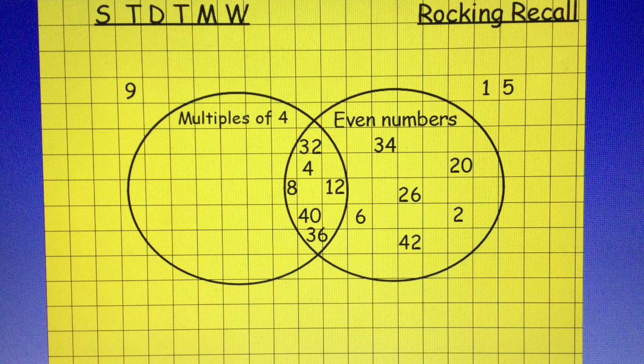All multiples of 4 are even numbers, so there were no numbers in the multiples of 4 side on your Venn diagram, because they would all be an even number as well. So anything that was a multiple of 4 was in the middle, so 32, 4, 12, 8, 40 and 36. Anything that was an even number but was not a multiple of 4 goes in the even numbers part, which is 34, 20, 26, 6, 2 and 42. And then there's 2 numbers on the outside because they don't fit into any part of the Venn diagram, and that was 15 and 9.